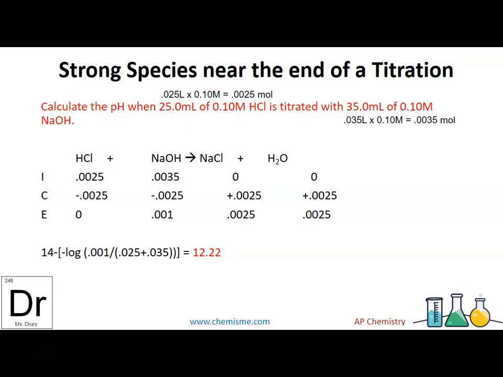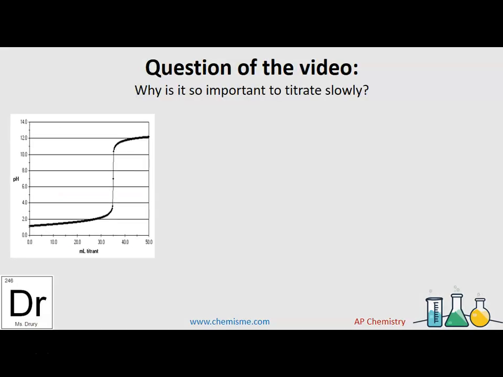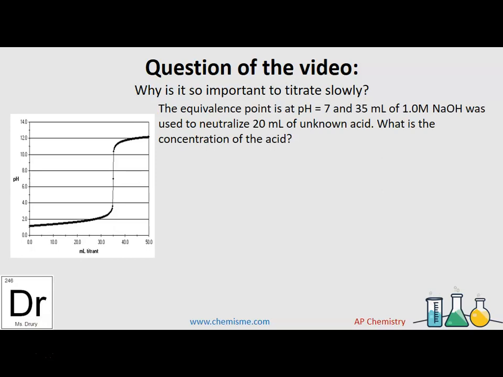What you've noticed in the three examples we've done, the three types of examples where you have too much acid, neutral, or too much base, is everyone starts the same. Find your moles, subtract your moles, and then find your total molarity to find a negative log. So the question of the video is, why is it so important to titrate slowly?